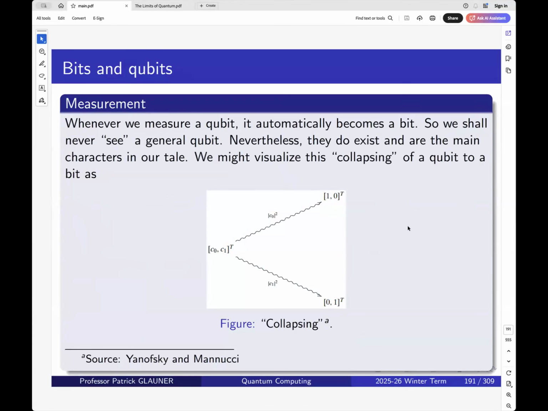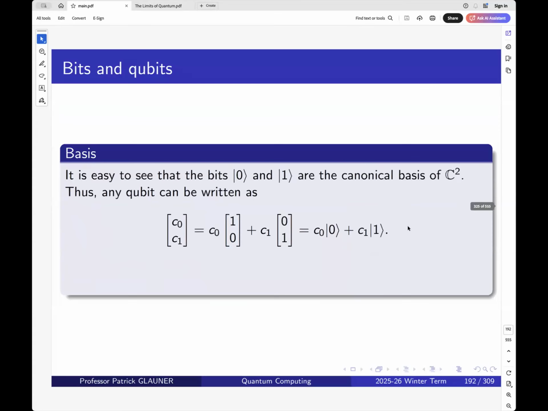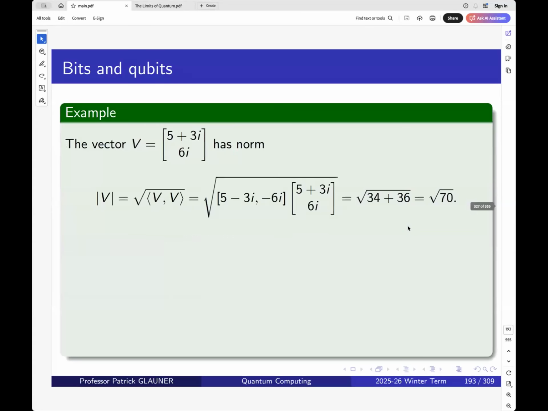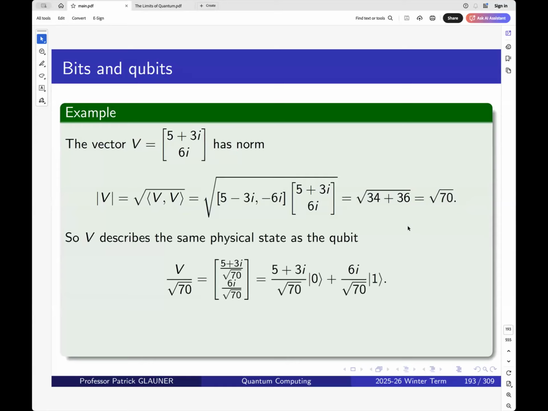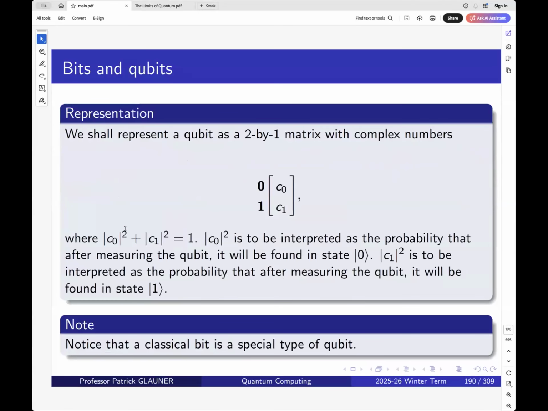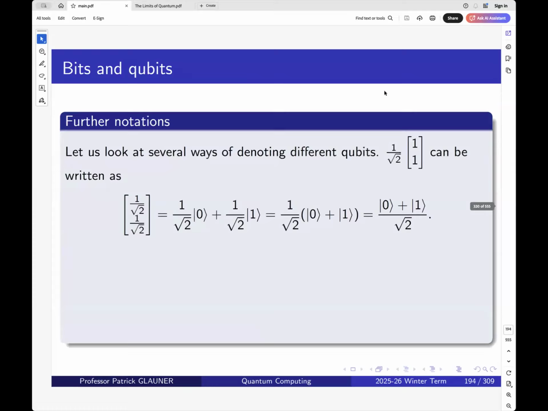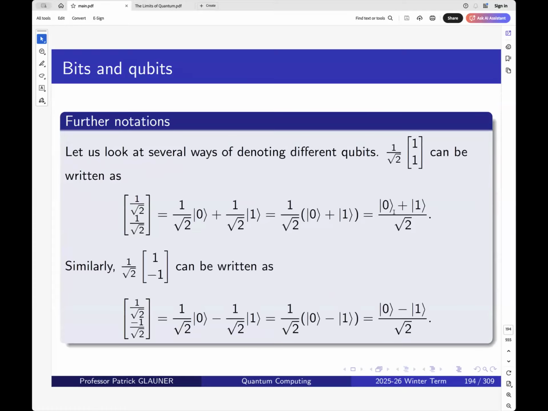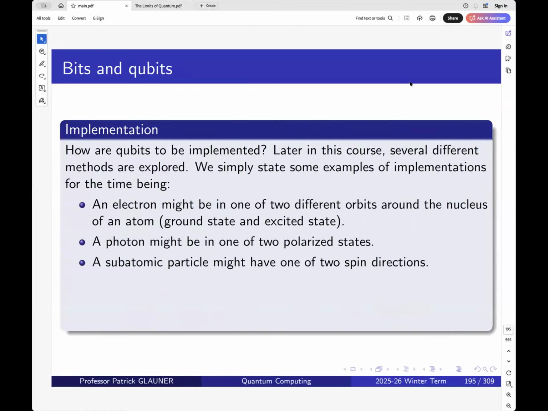We then looked at measurements. Again, it all gets very simple since we just have two basis states. And we looked at a few examples, how to normalize qubits, because we assume that these qubits are normalized. So the modulus squared of C0 and the modulus squared of C1 add up to 1. And we looked at a couple of very common notations. All of them just mean the same, but you will see them used throughout the literature. So we discussed all of that.